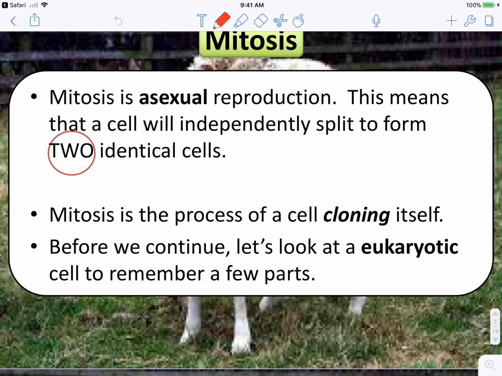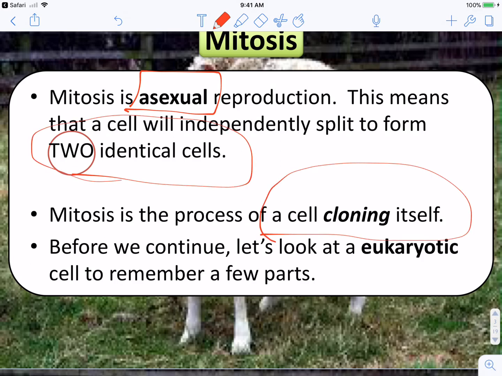So again, mitosis is what is called asexual reproduction, where two identical copies of a cell are made, and this does not need the cell of another organism to mix with in order to reproduce, like we do. So we have two identical cells in the end, and basically it's a cell making an identical clone of itself.